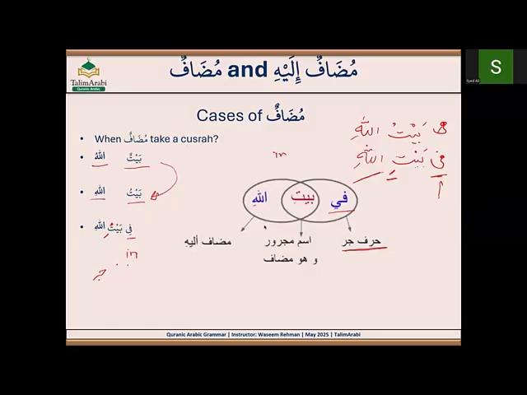So it's possible, right? A mudaf can have a kasra, or it can have fatha as well, which we haven't learned yet. It can take fatha in some cases. But for kasra, there is only one case, because fatha may have many different cases, so I don't want to cover it now. A mudaf takes kasra only when there is a harf jar before the mudaf.